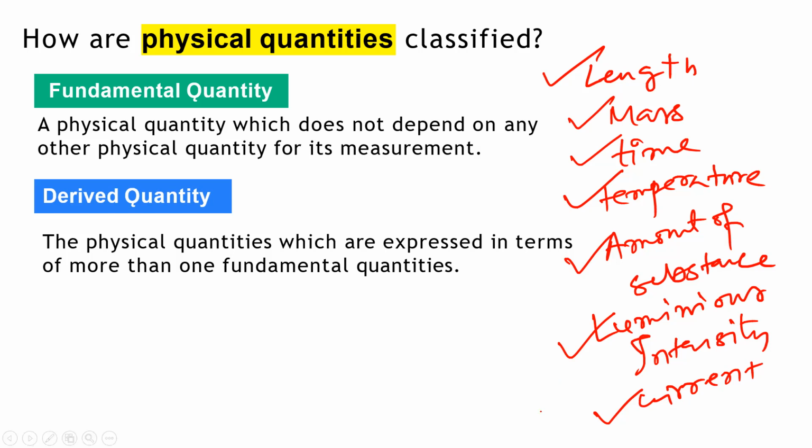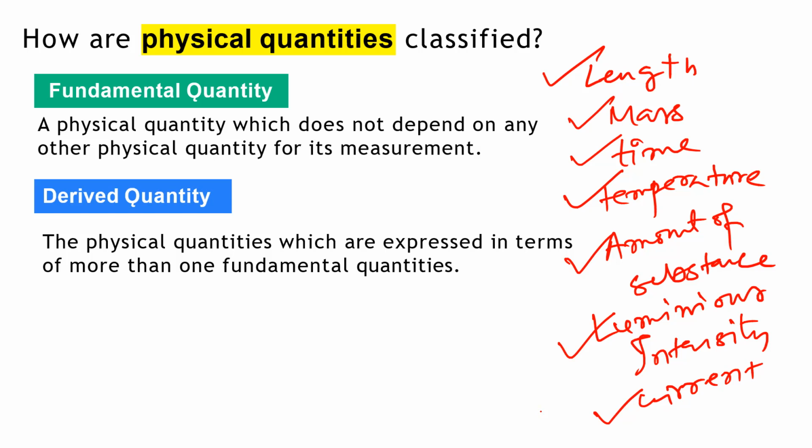Okay, we have made a table to help you remember the symbols of these 7 fundamental quantities and their units as well. Whenever you are going to measure any fundamental quantity, you need some unit. It can be a CGS unit, it can be an SI unit, or an FPS unit. We will study the system of units as well.